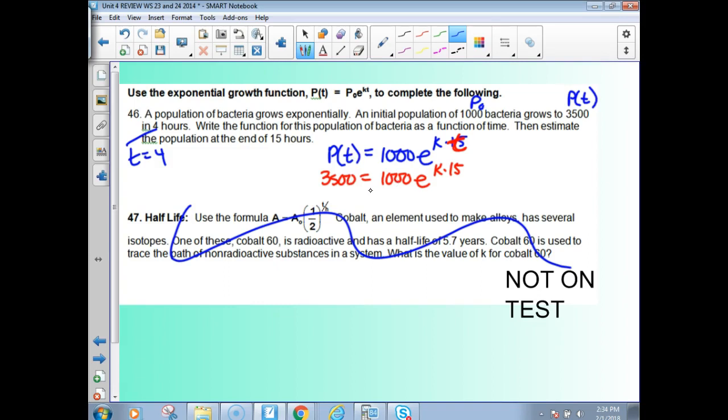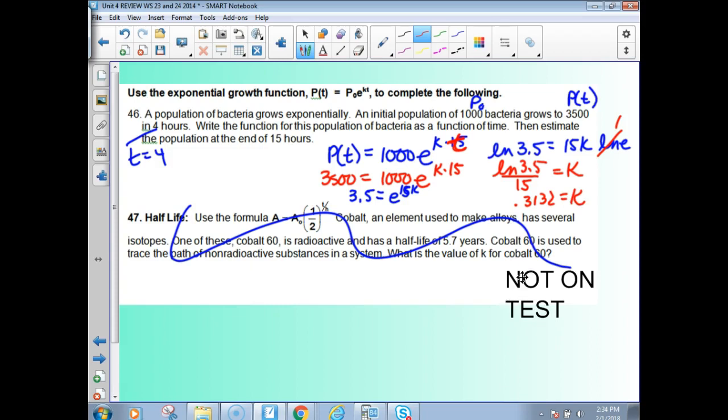So what I've got to do now is divide by 1,000, which gives me 3.5 equals e to the 15k. I'm just flopping those around. Then I'm going to take the natural log of both sides. So the natural log of 3.5 equals 15k times the natural log of e. Natural log of e is 1. So the natural log of 3.5 divided by 15 gives us our k value. And that's 0.3132.